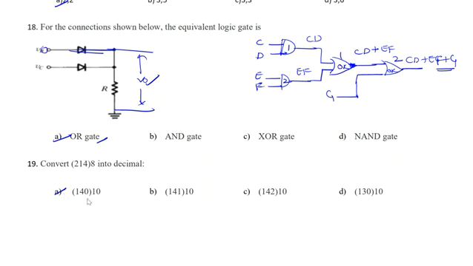Yes, the answer is 140. Now octal to decimal conversion is obtained by multiplying each digit by the base raised to the power of its index. That means 214 base 8 can be converted into 2 into 8 square plus 1 into 8 power 1 plus 4 into 8 power 0.